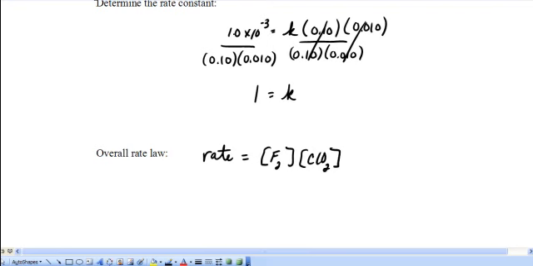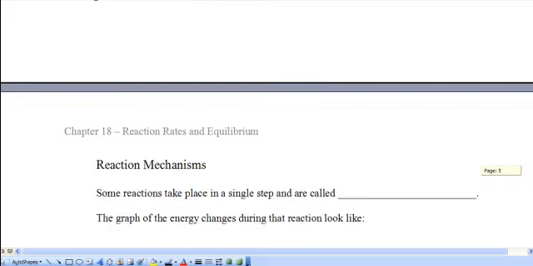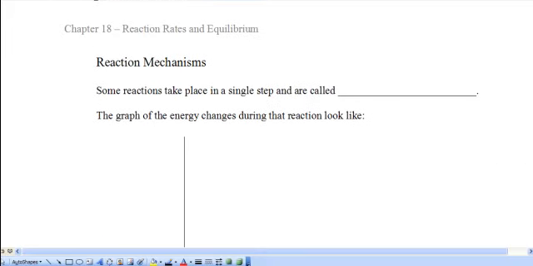Okay, and in this last section here, we're going to talk about mechanisms. I don't want to run out of time here, so we'll go ahead and stop this podcast. In the next podcast, we're going to discuss reaction mechanisms and a couple of diagrams. We'll see you next time.